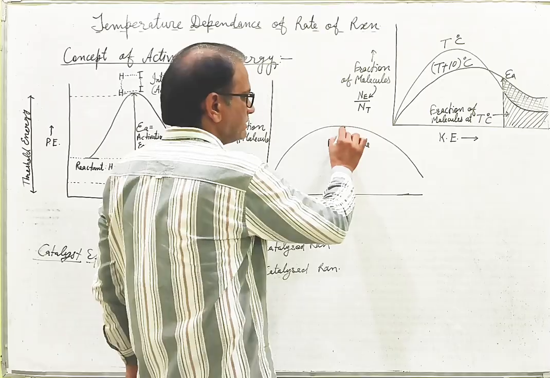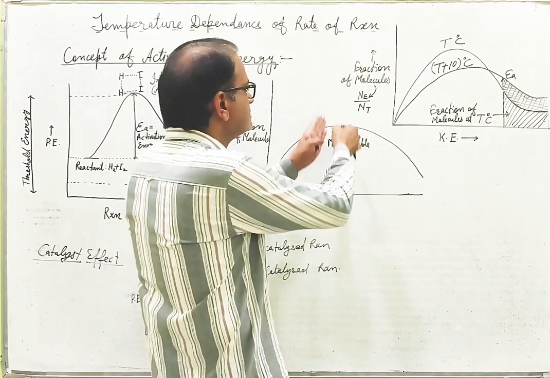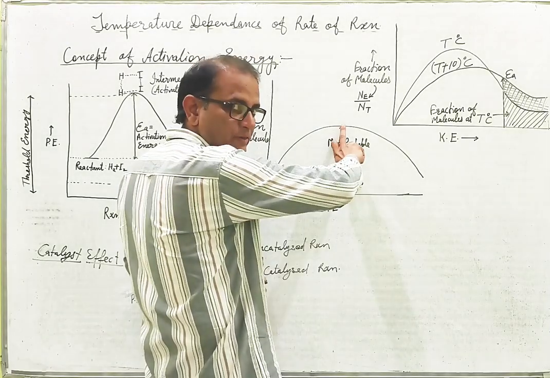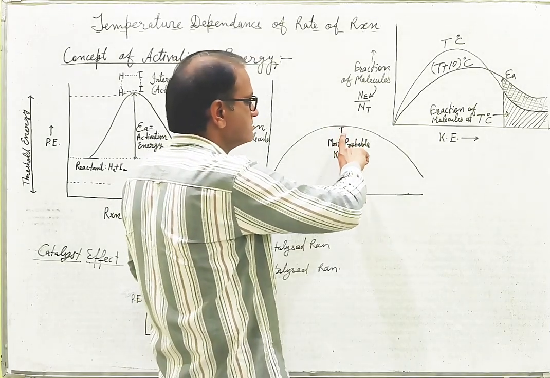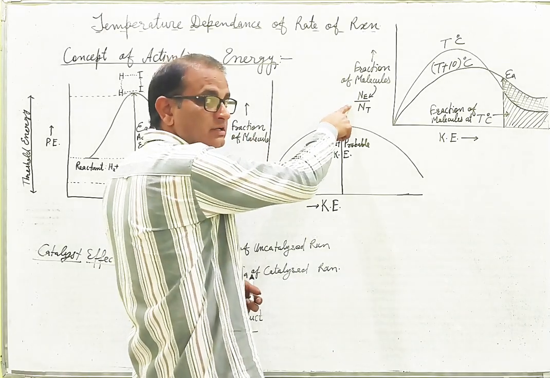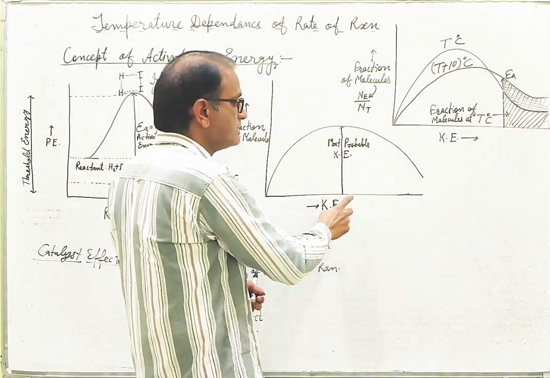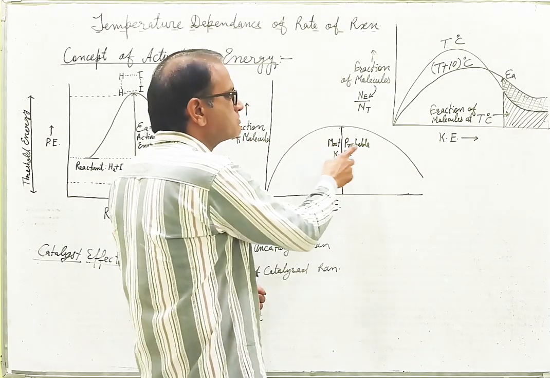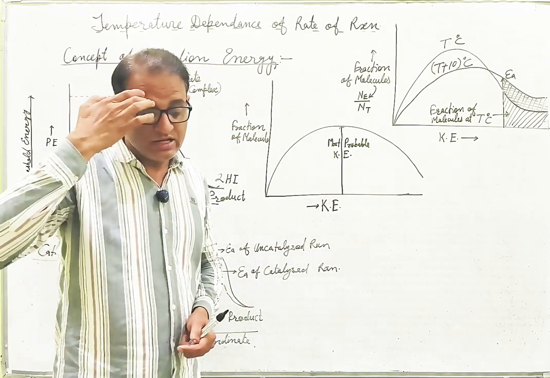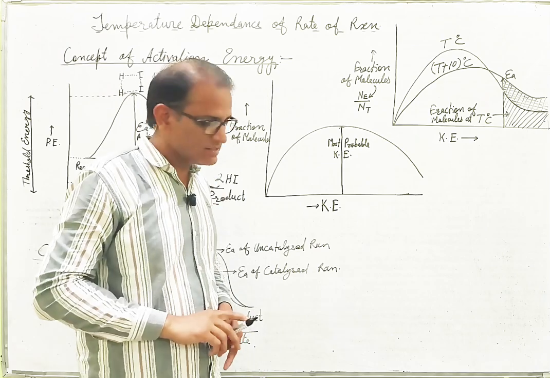So if the kinetic energy is increased, then the fraction of molecules with kinetic energy E increases. First it increases, okay, it will reach a maximum, meaning this is the kinetic energy where the fraction of molecules is maximum, and this kinetic energy is called most probable kinetic energy.